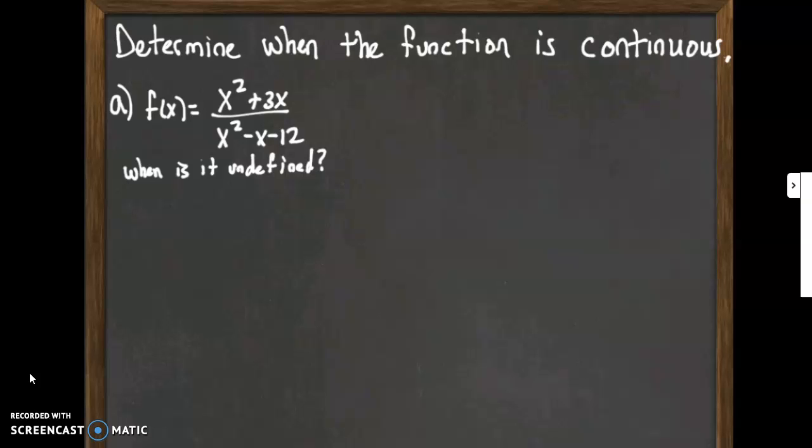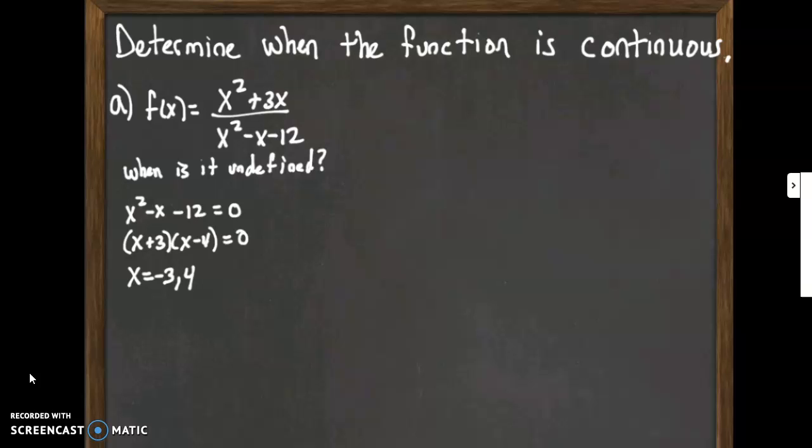Remember, a fraction would be undefined when we have division by 0. So we solve to figure out when the denominator, x squared minus x minus 12, equals 0. There are different ways to solve that. You could use the quadratic formula. This one factors pretty easily, though. Things that multiply to be negative 12 and add to be negative 1. It factors as x plus 3 and x minus 4, giving us two values that make the denominator 0, negative 3 and positive 4.